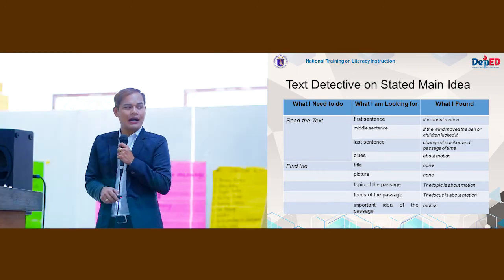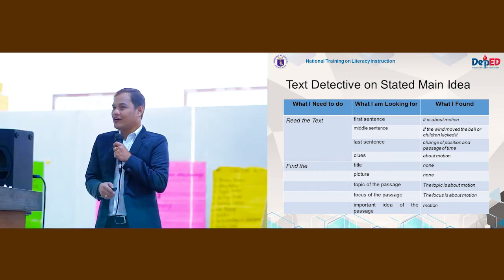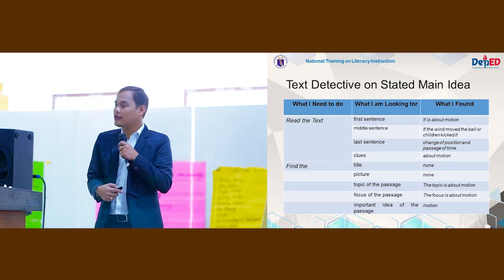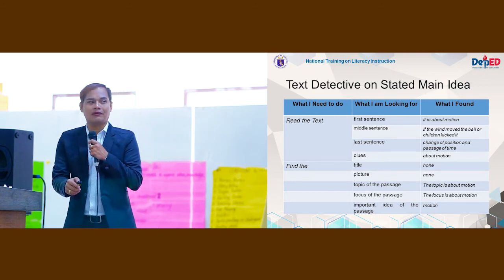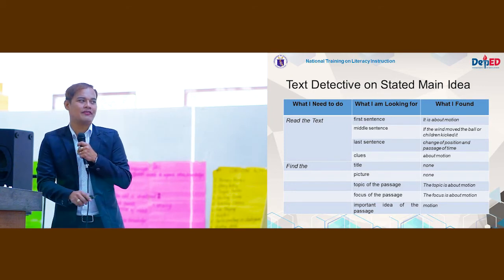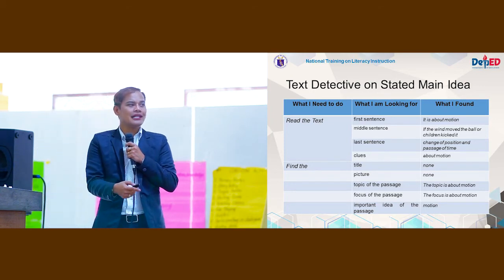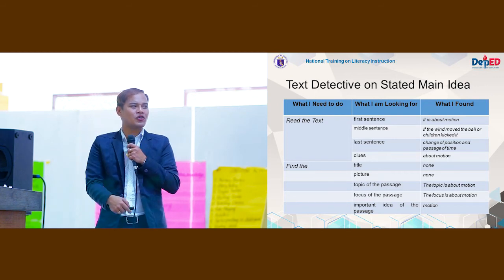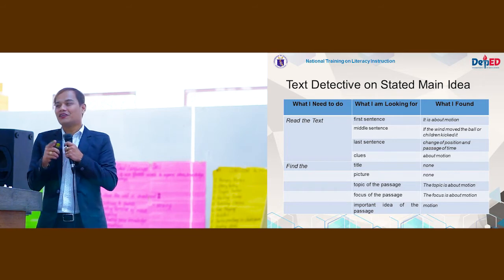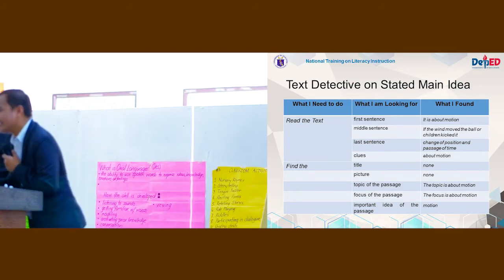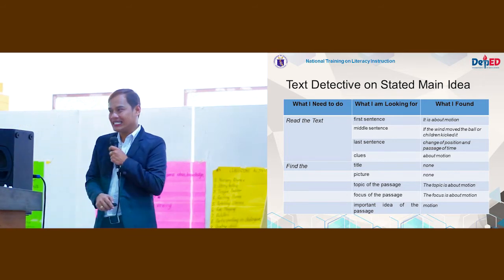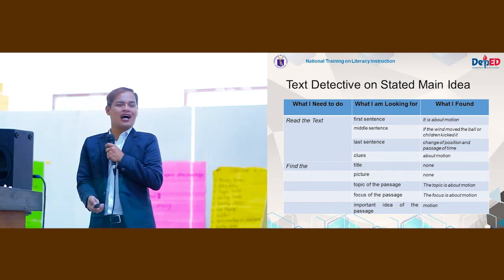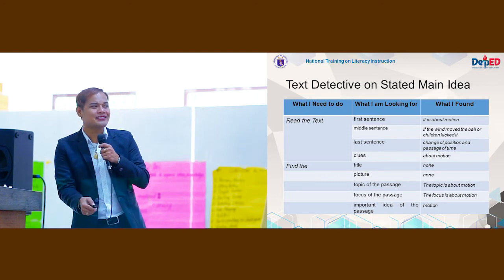Now, about the clues. All in all, the passage talks about the motion. So I will write here in that column what I found. And then the clues, still about the motion. Then after that, I proceed to the next column, which is find the title. Of course, there is no title, so I will write none. Not all paragraphs have titles. So I will write there none. There's no picture used, so there is none also.